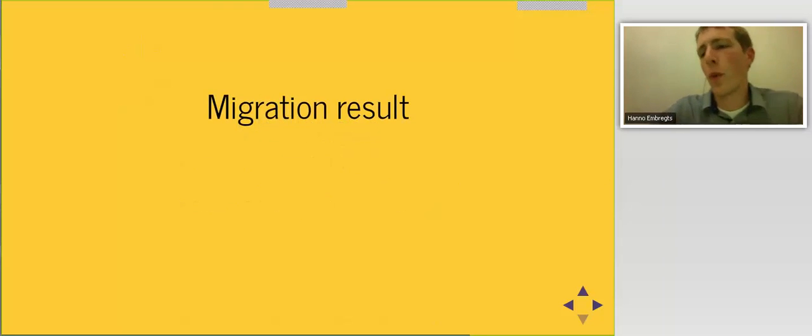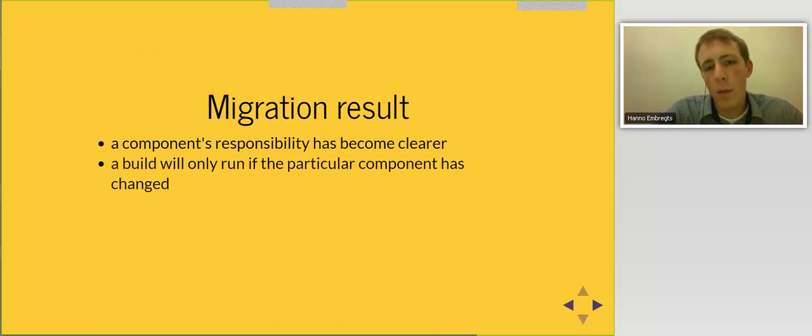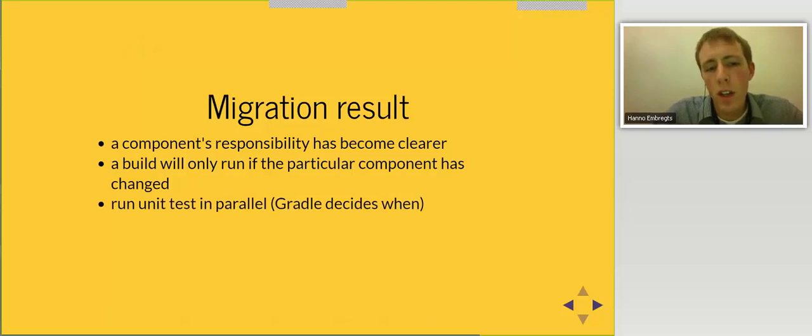So let's see what was the result of the migration. Well, at first we divided the system in components, so the responsibility of a component has become more clear. A build will only run if a particular component has changed, so we got much shorter build times on the build server. So there was a component that went from 11 minutes to 3.5 minutes. So that was just a major performance improvement.